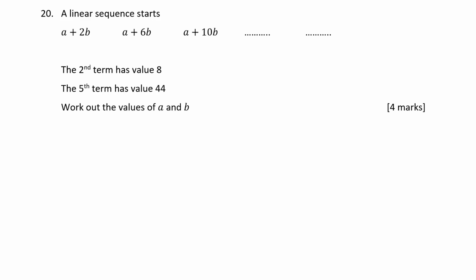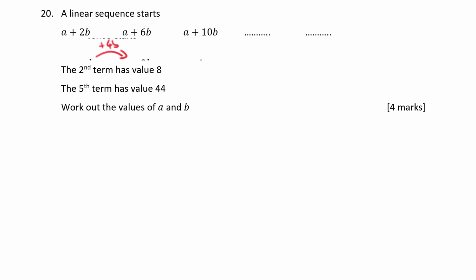So it's kind of an interesting question. It's chucking in simultaneous equations with sequences and a little bit of algebra. It's lovely. Okay, so you can see from one term to the next, what is the term-to-term rule? I've got A plus 2B, and now I've got A plus 6B, which is 4B more.